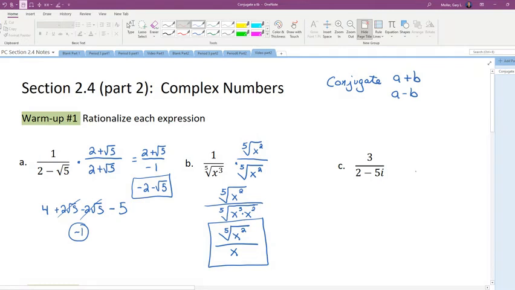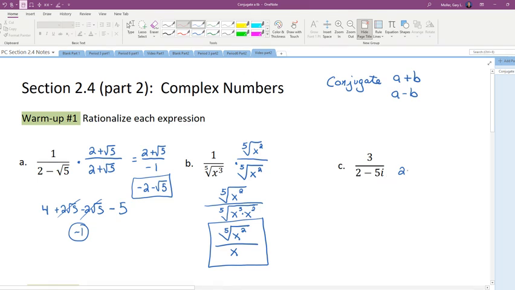I want you to notice that C and A are basically the same question. This is a radical. It's just not written as a radical. But remember, an i just has a radical in it. So they're very, very similar. So what I'm going to do is multiply by the complex conjugate, is what we would call it. But it's still just the conjugate.